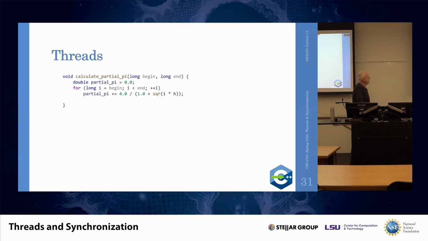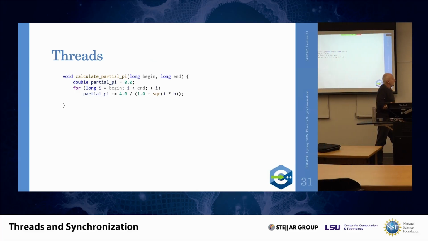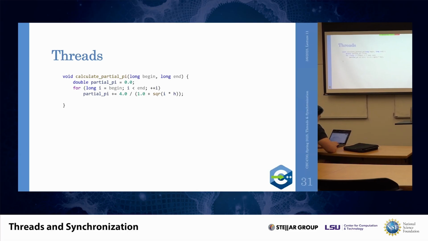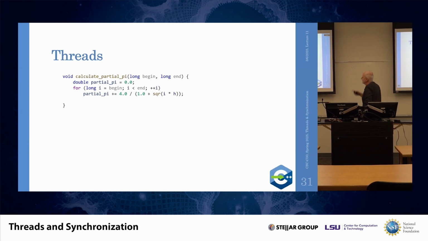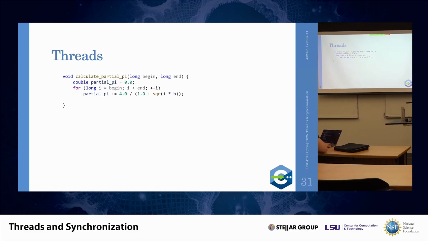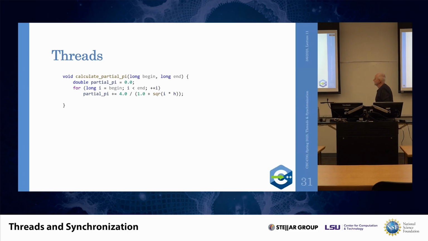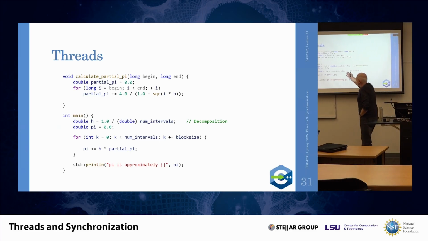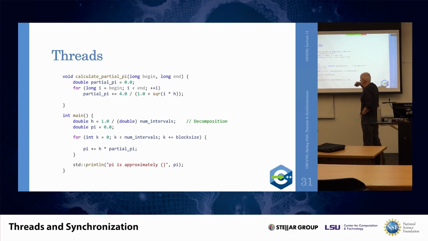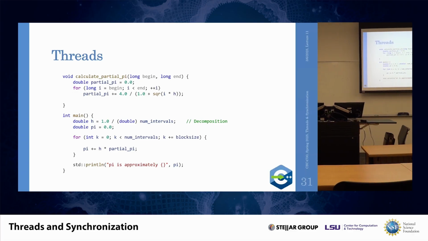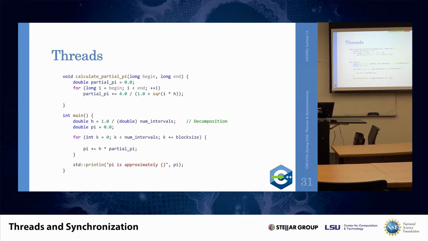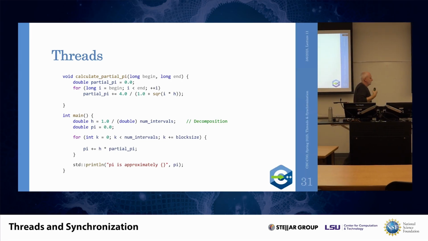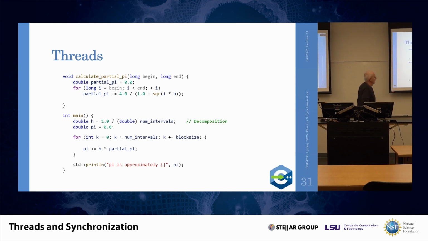I just encapsulated the code we had in a function that is called calculate_partial_pi, which now receives two arguments: the begin and the end of the loop iteration we want to perform, and it does a computation of pi, and we just assume that h is available somehow magically through a global variable or something like that at this point. So if we look at how we can run this function in a new thread, well, it's some straightforward code. The crux is here in this loop. We want to run as many threads as we have intervals, as we have blocks of work.